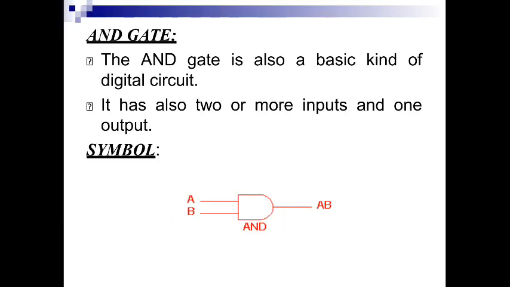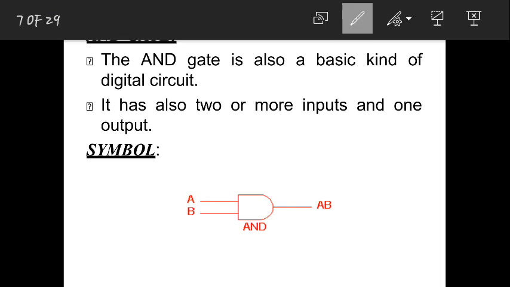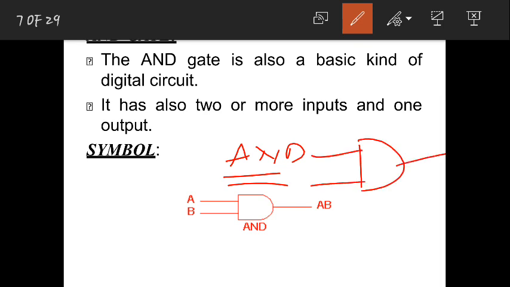Next we will learn about the AND gate. Before, we have seen the OR gate, and this is called the AND gate. For the AND gate the symbol is in this way, a D shape. This is the output and 2 inputs. If you want 3 inputs, then you draw 3 terminals for this gate.